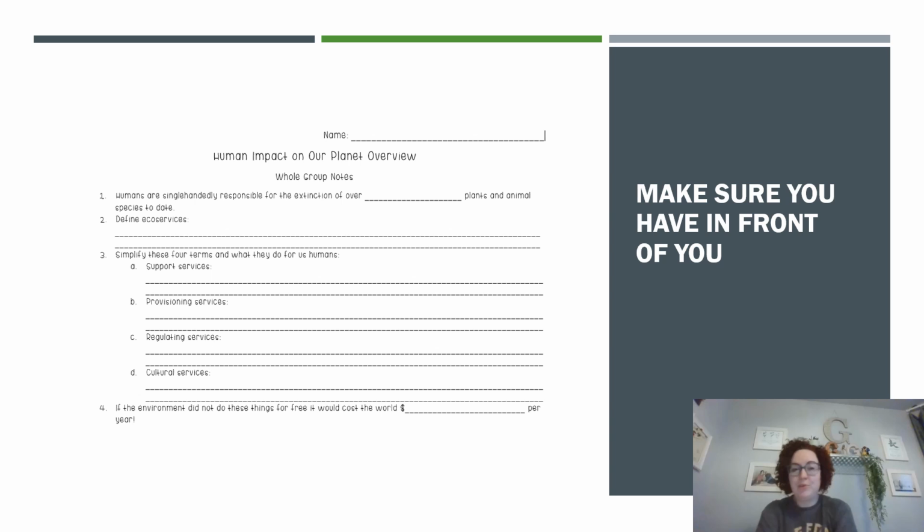Make sure you have your whole group notes out in front of you, just because this is how we're going to start every day, with our whole group. We're going to talk about the main meat and potatoes of what we need to know, and then we will get to the little things and how they all connect.